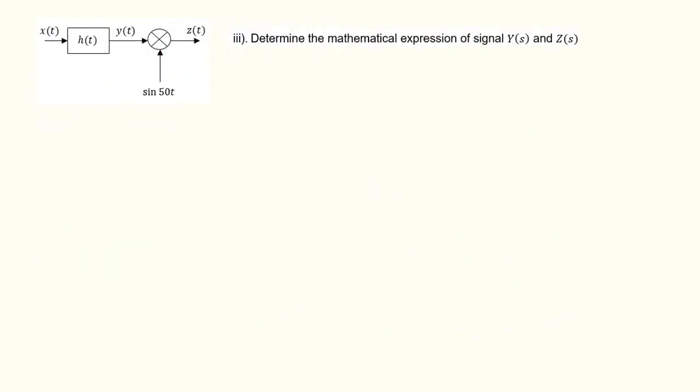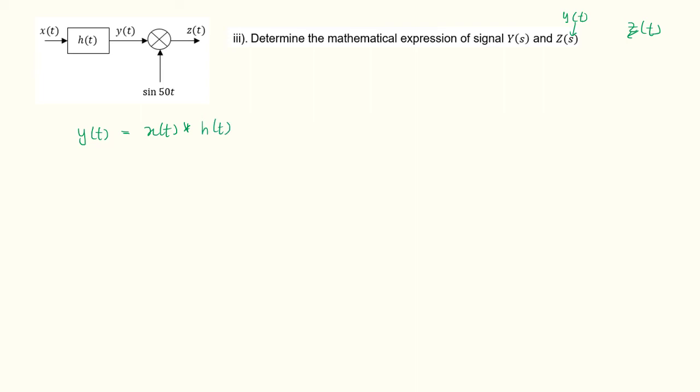Okay, let's move on to the third part of the question. Determine the mathematical expression of signals Ys and Zs. You need to work out the operations involved from the figure. In this case, Ys you get from yt, so you need to identify what is yt and also zt. Okay, so yt equal to xt convolved with ht.